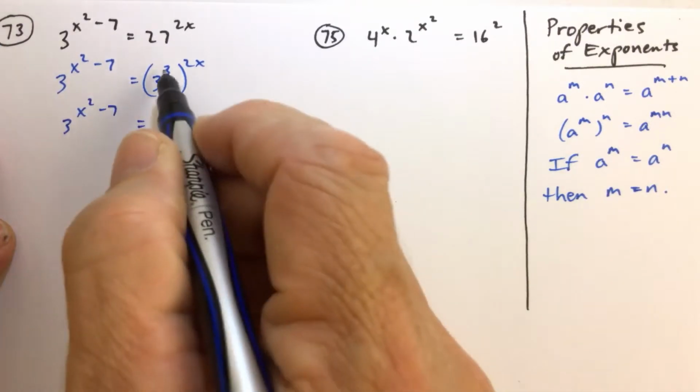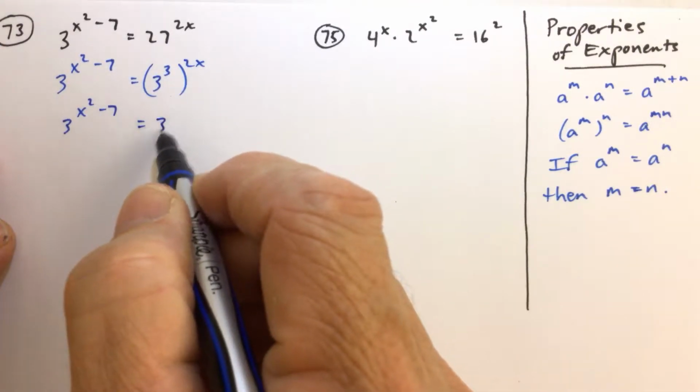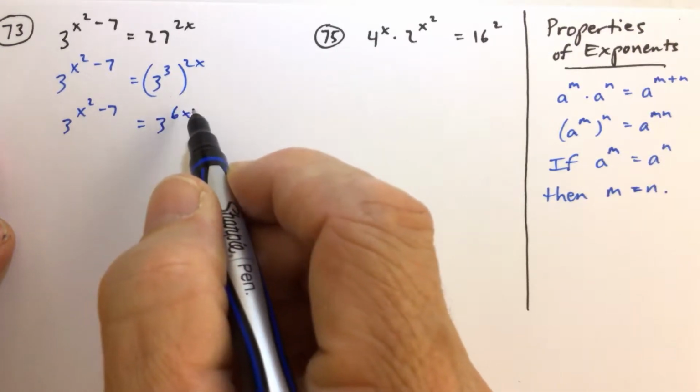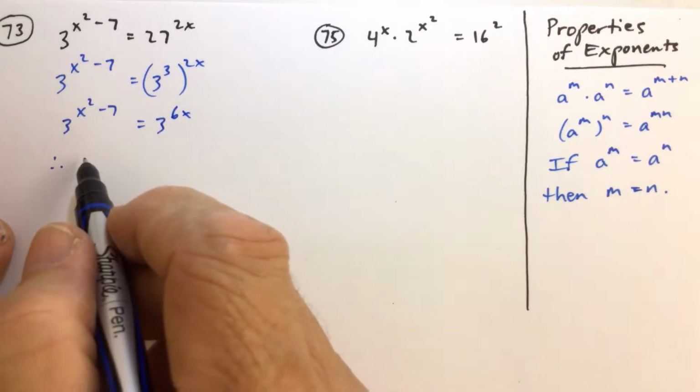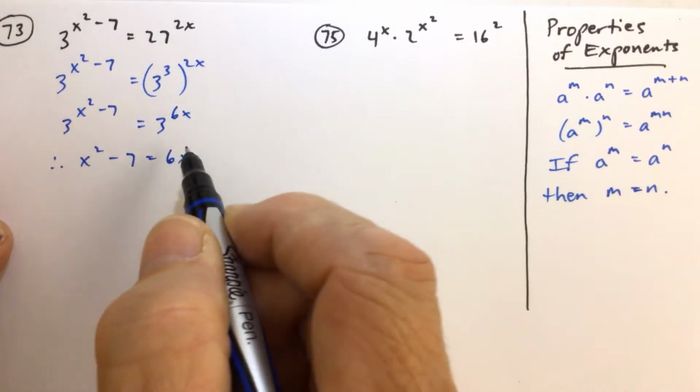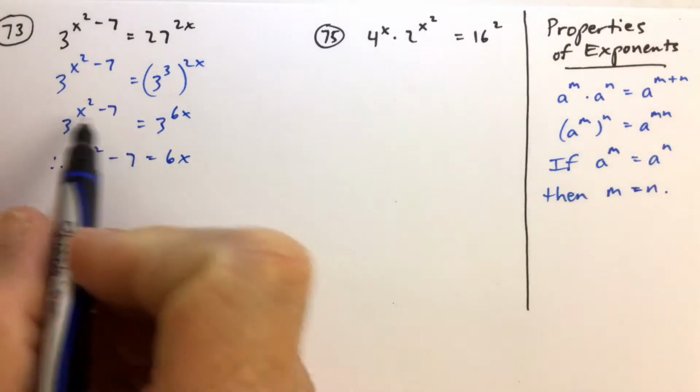Let's multiply out 3 and 2x. So 3 times 2x. Again, power to a power, we're going to multiply. 3 times 2x is 6x. And we have the bases the same, so therefore the exponents have to be equal. Let's not do too much at once. So we equate the exponents.